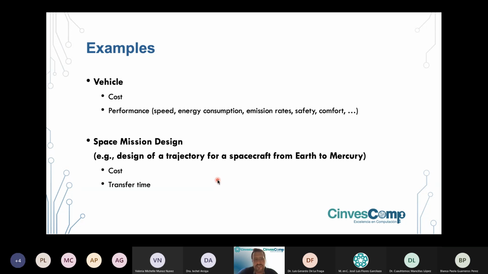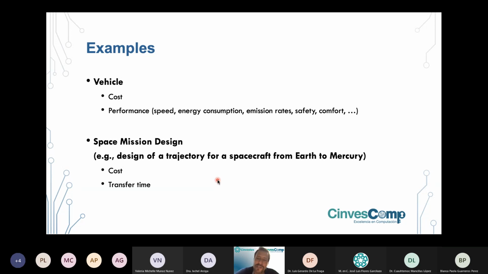And another thing is, I just put it there. I worked on this 20 years ago, space mission design. If you have a trajectory from Earth to Mercury, right? You want to make it good, and good means you want to make it low cost and you want to make it fast, right? Of course, the vehicle problem is a normal problem, and you have an idea. Space mission design is something where I said, what the hell, I have never heard about this.